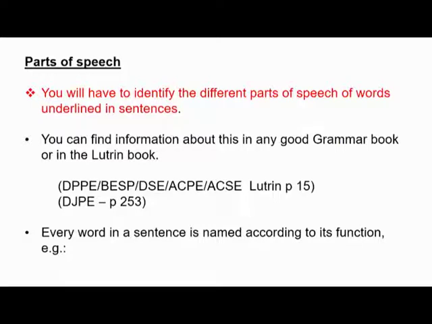You will have to identify the different parts of speech of words underlined in sentences. You can find information about this in any good grammar book or in your Lutheran book. DPPE, BESP, DSE, ACP and ACSE will find it in Lutheran on page 15, while the DJPE will find it on page 253. Every word in a sentence is named according to its function.